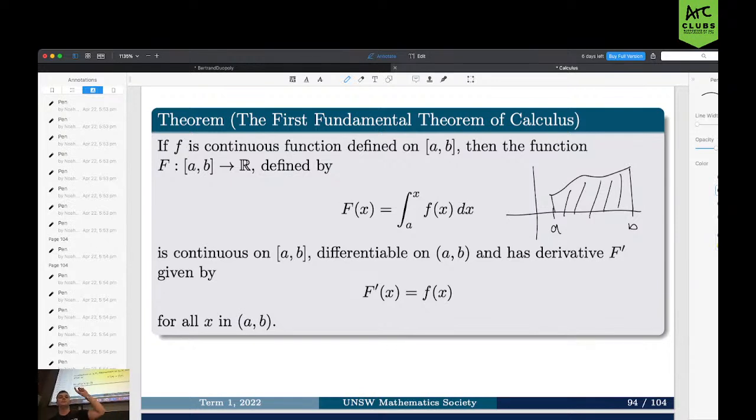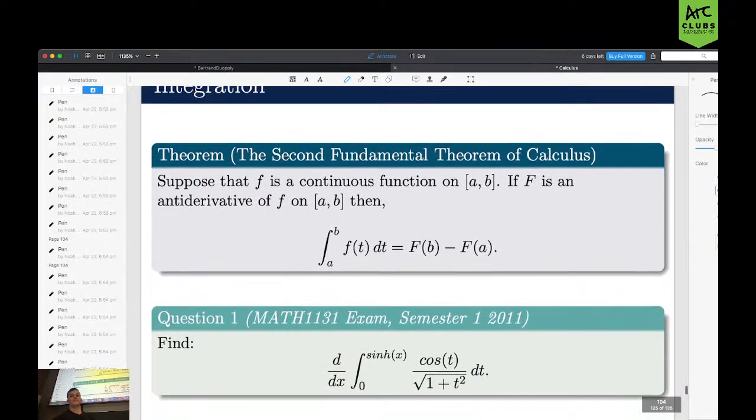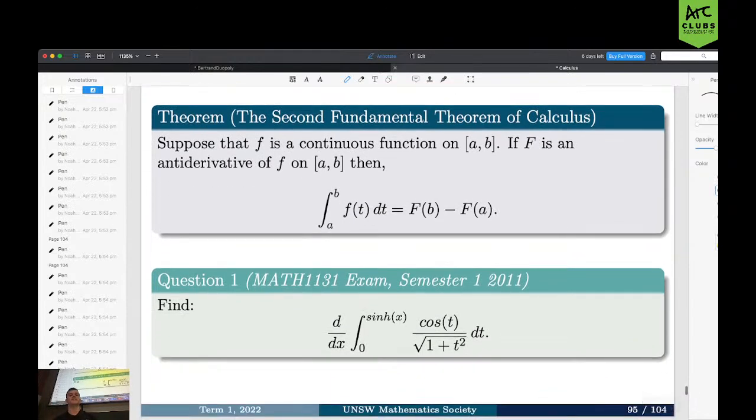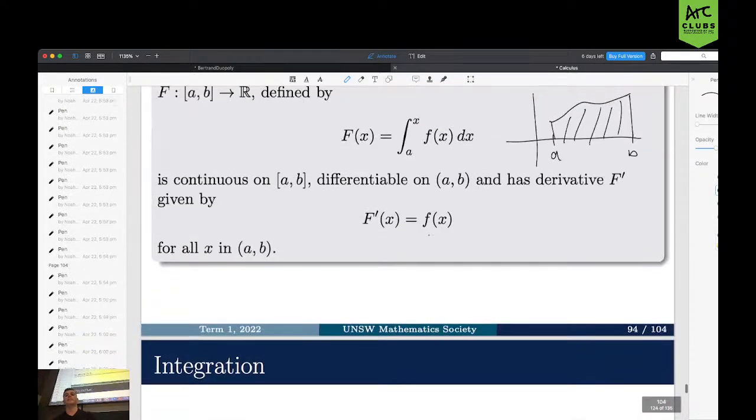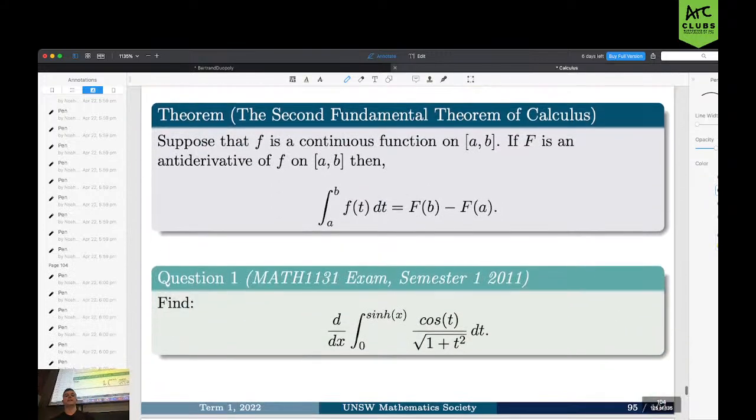You'll notice that if you take the derivative of an integral, you just get back to where you started. So if f of x is your original function and capital F of x is your integral function, you can just differentiate again and get back exactly to where you started. There's also the second fundamental theorem of calculus, which is essentially this diagram here, where you take your integral function, sub in b, minus sub in a, and that will give you an area.